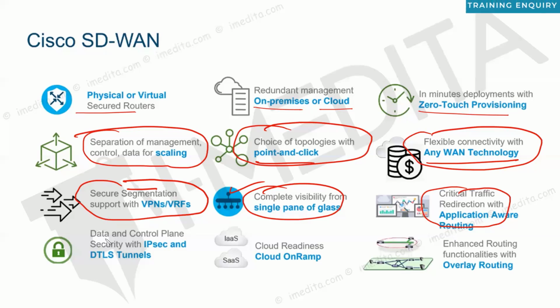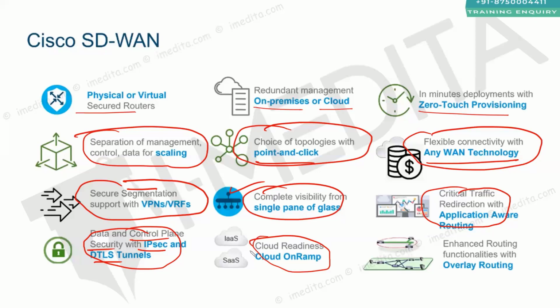On security, as I told you, for data plane security we have got IPsec tunnels, and for control plane security we have got DTLS or TLS tunnels. Cloud readiness: you can integrate SD-WAN easily with SaaS-based applications, software as a service, and also with infrastructure as a service, IaaS. So it's a cloud-ready technology.